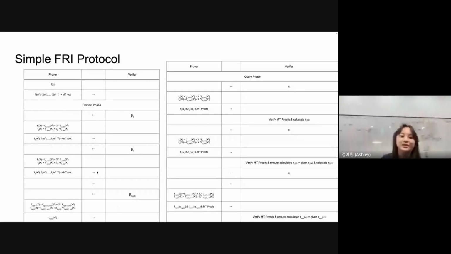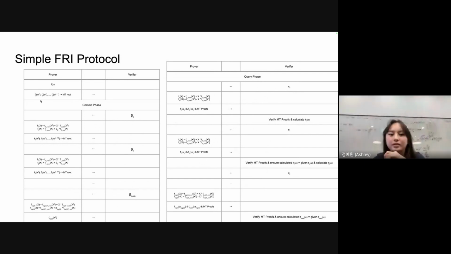Keep on folding. The folding part is the commit phase, and then the query phase is where the verifier gives a challenge X, and the prover gives back each polynomial's f of x and f of negative x, and Merkle tree proofs for those evaluations. And then the verifier uses all that to verify the Merkle tree proofs and calculate the next layer's f of x. And that's the whole query phase.